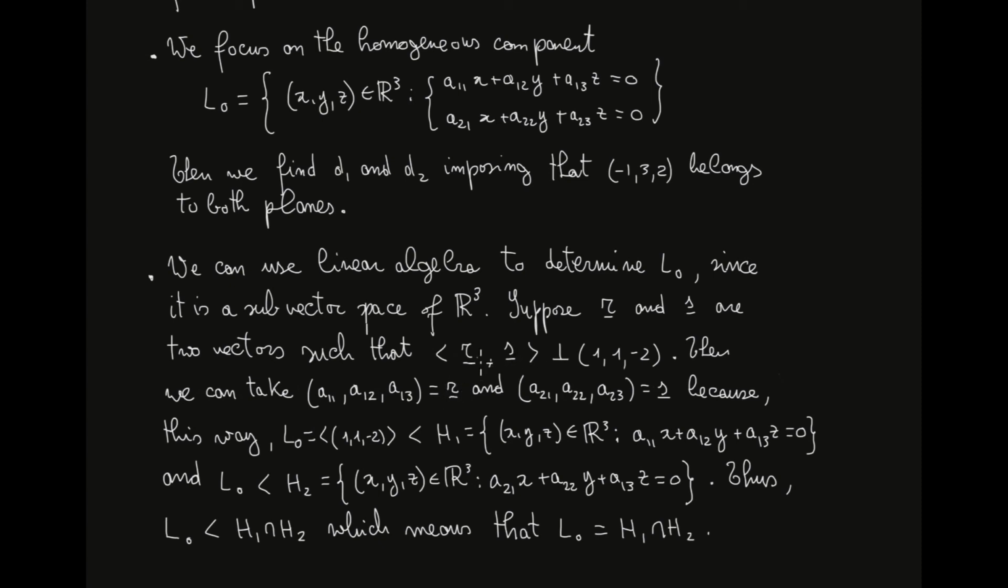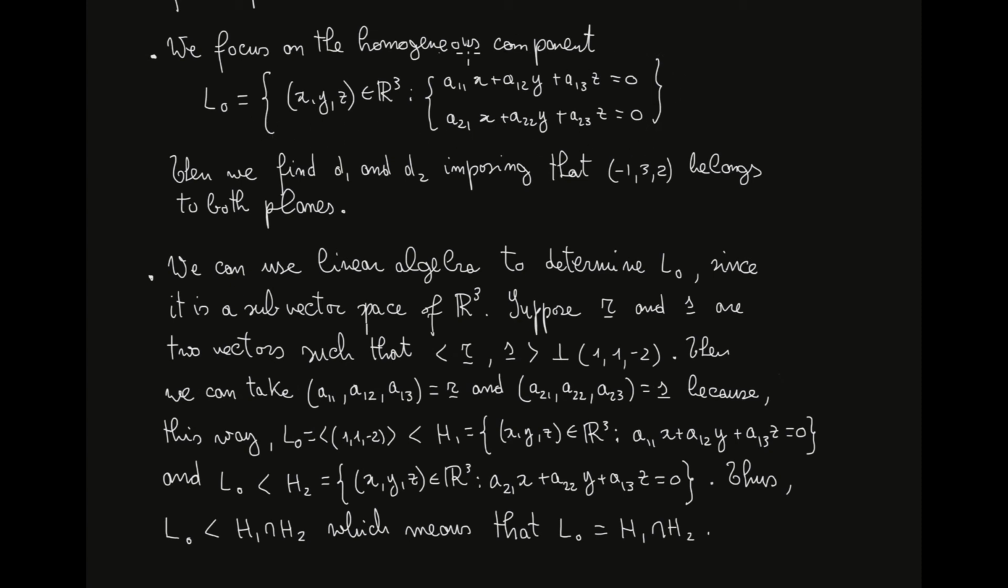So in particular, since R is perpendicular to (1, 1, -2), (1, 1, -2) must belong to H1. Therefore, also the whole subvector space generated by this vector is a subvector space of H1. So L naught is a subvector space of H1. For the same reason, L naught is a subvector space of H2. Therefore, L naught is a subvector space in the intersection of H1 and H2, which is precisely this set right here.